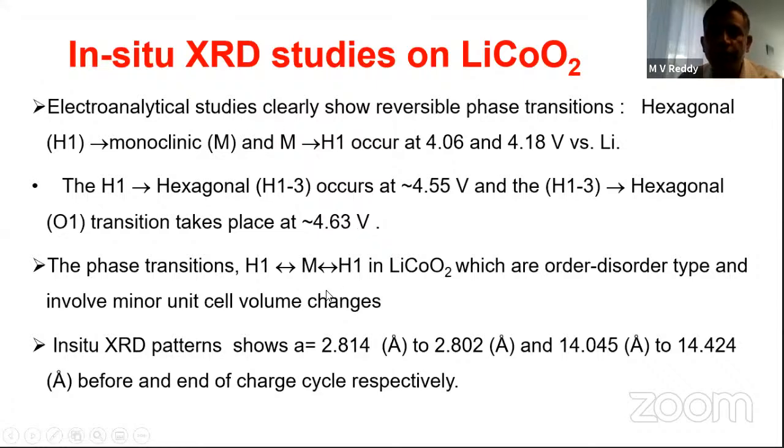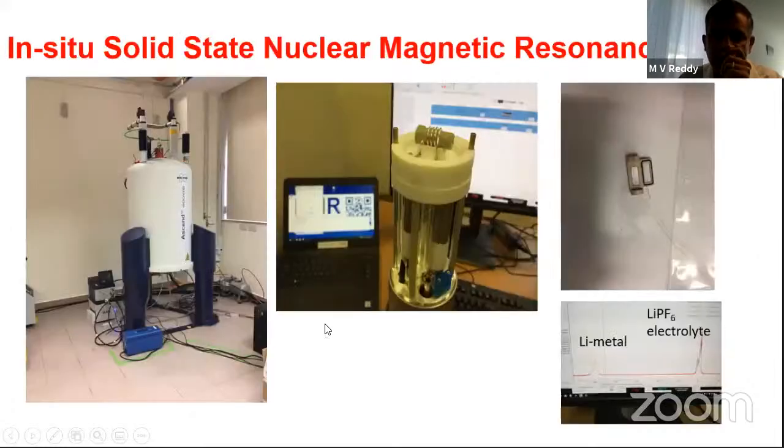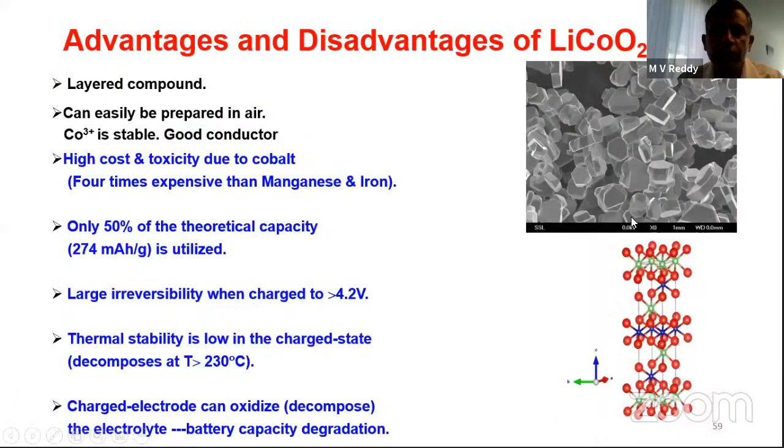Anyway, it is really complex. As solid state chemistry, during charge and discharge we can see changes in the lattice parameters. Nowadays, people are using very fancy techniques like solid state NMR to see in real time what is going to happen at the lithium and electrolyte surface, and so on. So regarding cobalt oxide, these are the advantages and disadvantages.